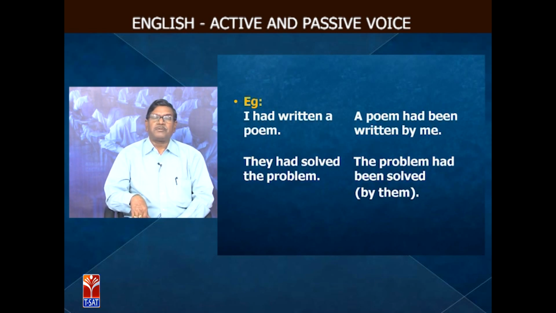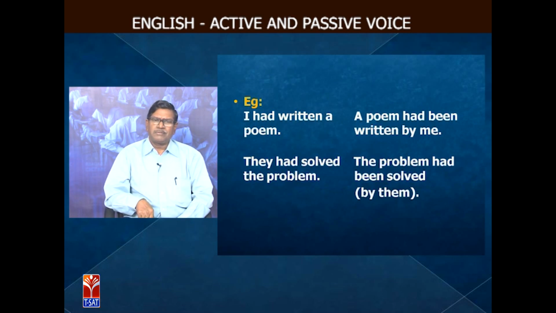Subject, its place is given to object. Object is given importance. So, the object in the active voice takes the position of the subject in passive voice, and the subject in the active voice goes to the place of object, and it becomes the object of the preposition by. See, they had solved the problem. Problem is the object in the active voice. It occupies the place of the subject in the passive voice. So, the problem had, the be form occupies the place of the verb, so had been solved. The problem had been solved.